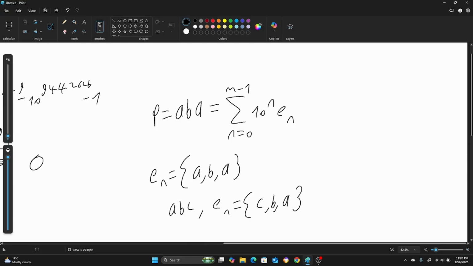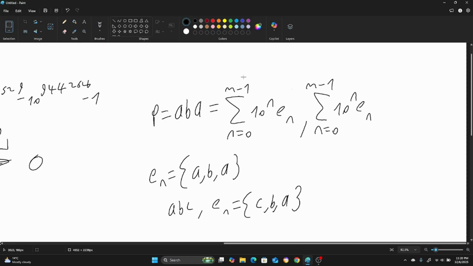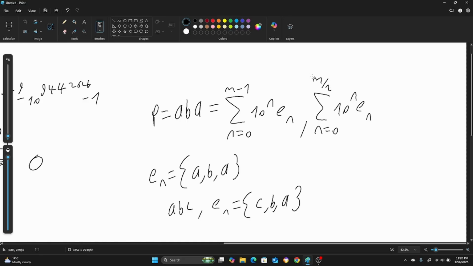And something pretty interesting, I also want to share this too. Something pretty interesting is that when we write this, not m minus 1, this is gonna be m over 2 floor. So this is the floor function, basically rounds down the number.